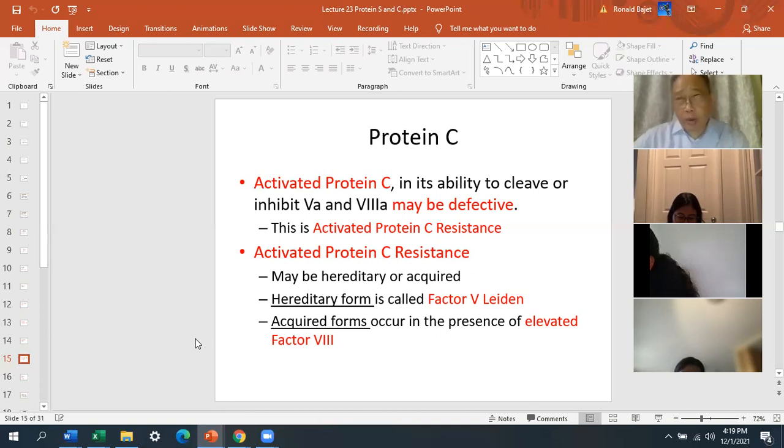Okay, again, hypercoagulability. So with activated protein C resistance, this condition can be hereditary or acquired. The hereditary form is what's called factor V Leiden, and it's a hypercoagulability condition, and it's significant in women. The acquired form occurs in the presence of elevated factor VIII. So you can have elevated factor VIII, and that can also cause you to have activated protein C resistance. So if you just have elevated factor VIII, that's the acquired form. The hereditary form is factor V Leiden.